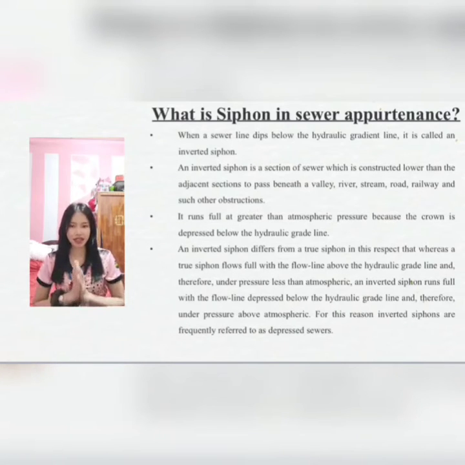An inverted siphon differs from a true siphon in this respect: whereas a true siphon flows full with the flow line above the hydraulic grade line and therefore under pressure less than atmospheric, an inverted siphon runs full with the flow line depressed below the hydraulic grade line and therefore under pressure above atmospheric. For this reason, inverted siphons are frequently referred to as depressed sewers.